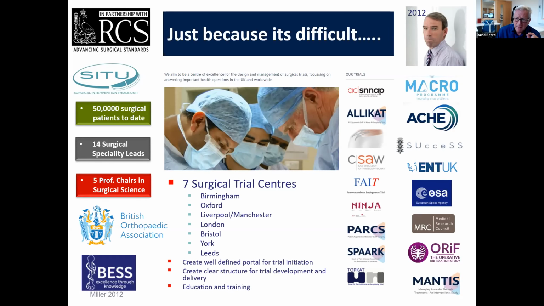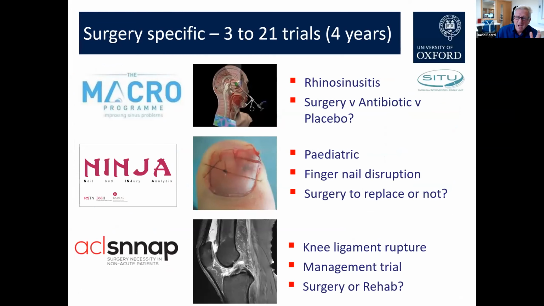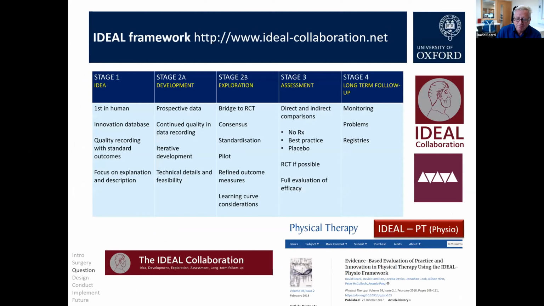And there's a really key part of that, which is about education and training. Just as examples, it can range from rhinitis studies, surgery versus a three-way trial for that, and pediatric plastic surgery studies, to the recent one we're just about to report on, the rupture of anterior cruciate ligament. That's a management style trial where we're looking at surgery or rehab. So lots of questions, lots of different disciplines and subdisciplines.